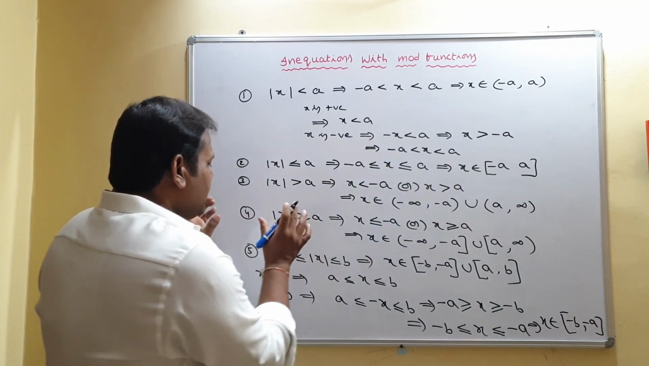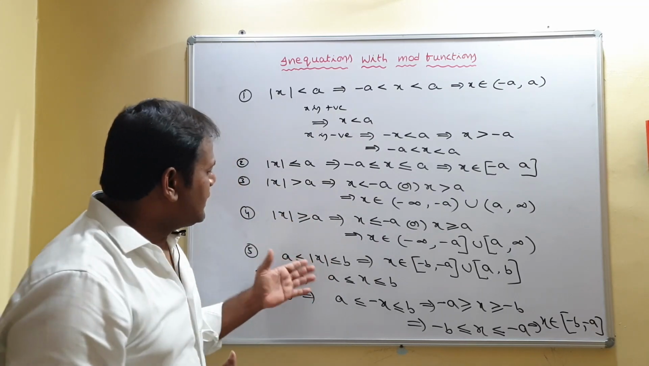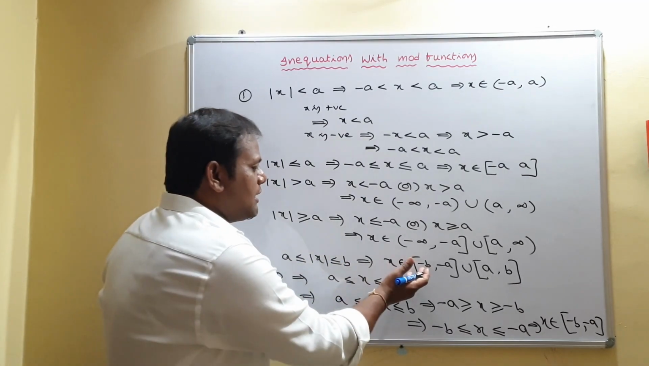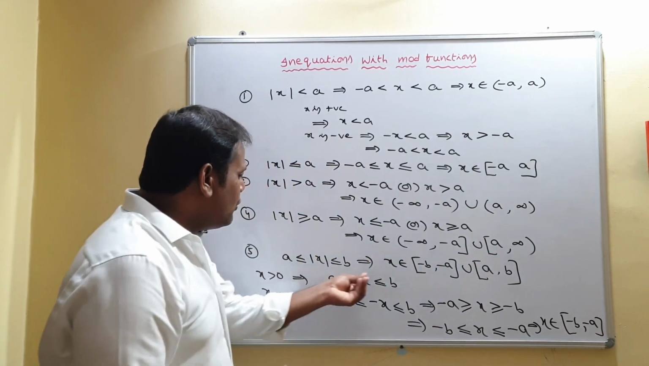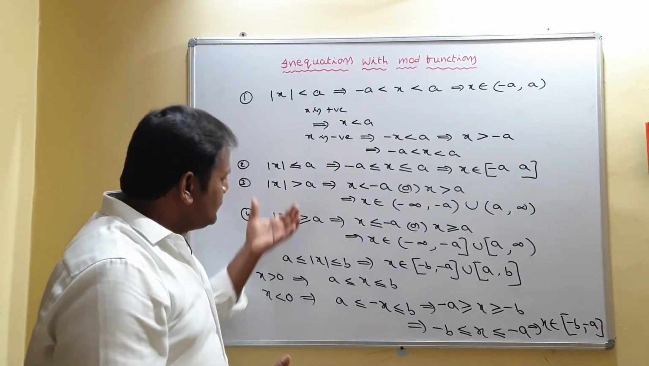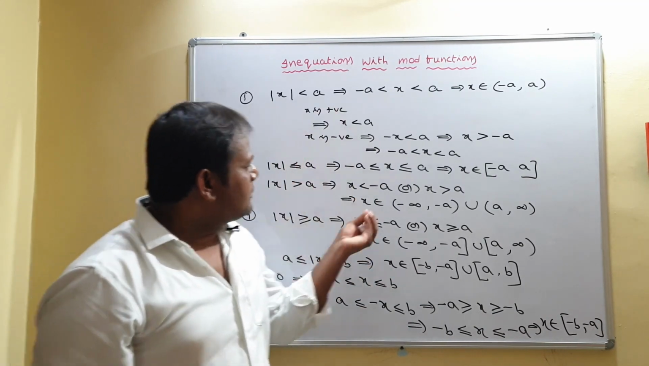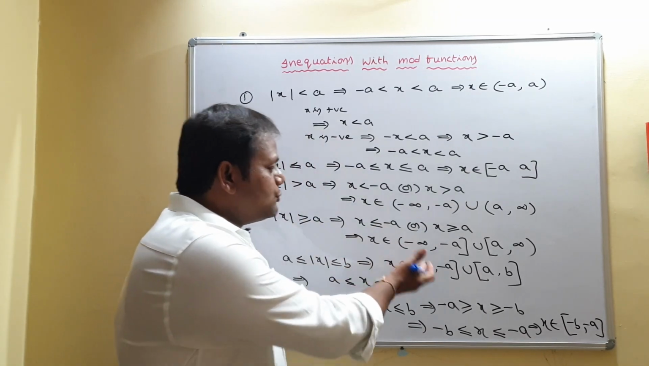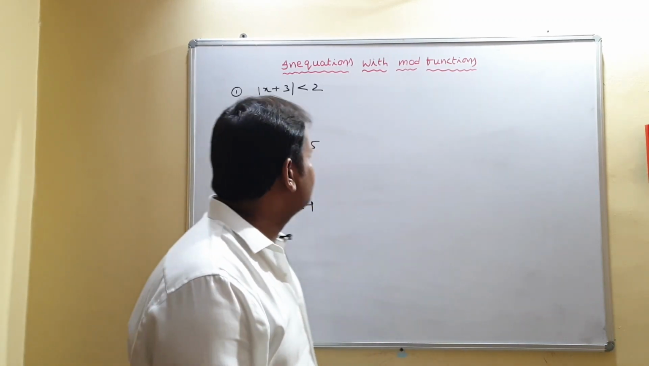So in any problem, if you arrive at a less than or equal to mod x less than or equal to b, then you take x belongs to closed minus b to minus a union closed a to b. So no need of simplifying there. You should remember all these conditions, and whenever these steps arrive in the problem, then directly you should write that. Now we discuss a few examples on this.